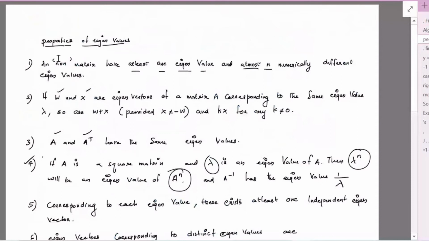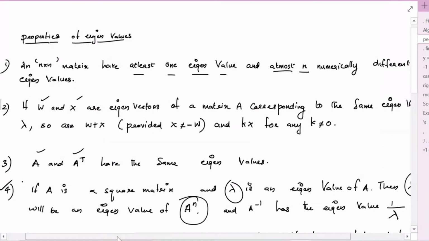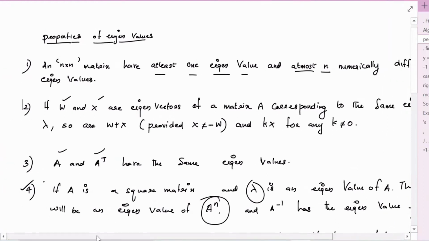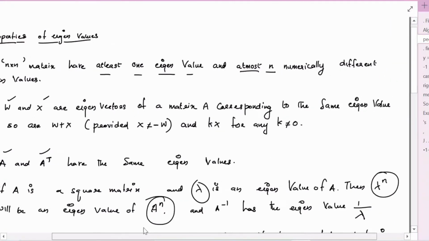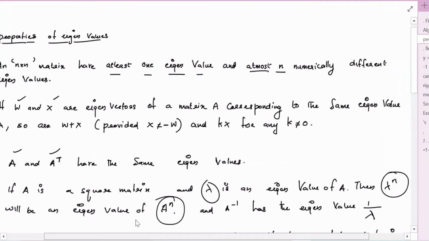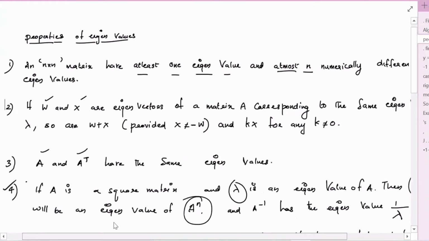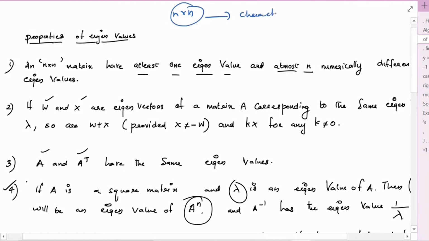Now we can move on to some properties of eigenvalues. First property: an n by n square matrix has at least one eigenvalue and at most n numerically different eigenvalues. Why is that? Because for a square matrix, how will we find the eigenvalues? We will find the characteristic polynomial.